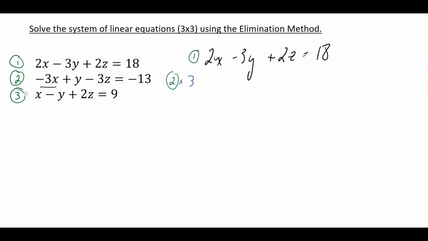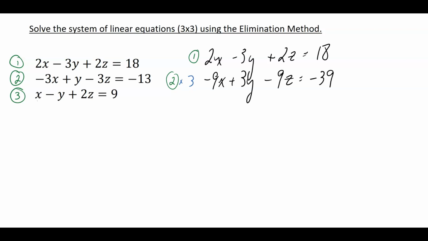Okay, each term gets multiplied by 3. So we look at the first one. Minus 3x times 3. That is minus 9x. Plus y times 3, which is plus 3y. Minus 3z times 3, which is minus 9z, equals minus 13 times 3, which is minus 39.